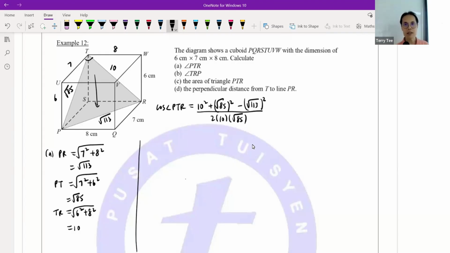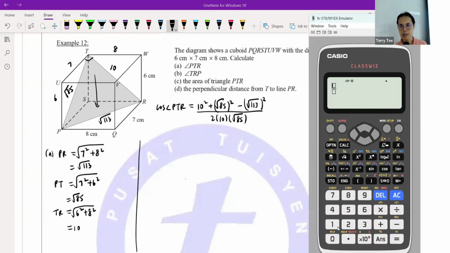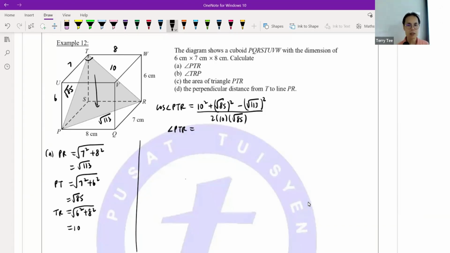Okay, let's use our calculator, everyone. This is 10 squared plus 85 minus 113, divided by 2 times 10 times square root 85. So whatever I get here, shift cos, answer equals 67.02. Angle PTR is 67.02. Now that I know this angle, can we find angle TRP?